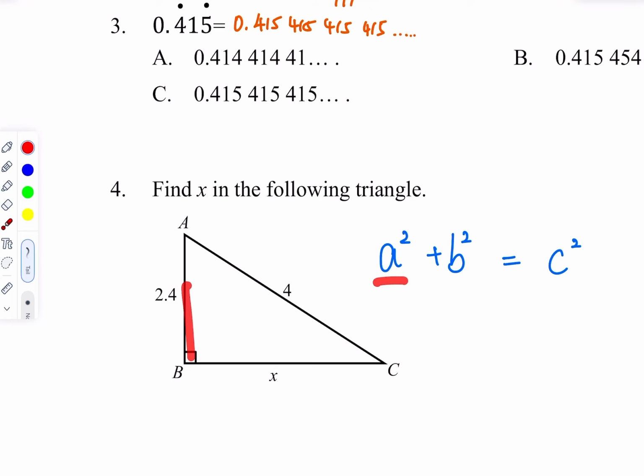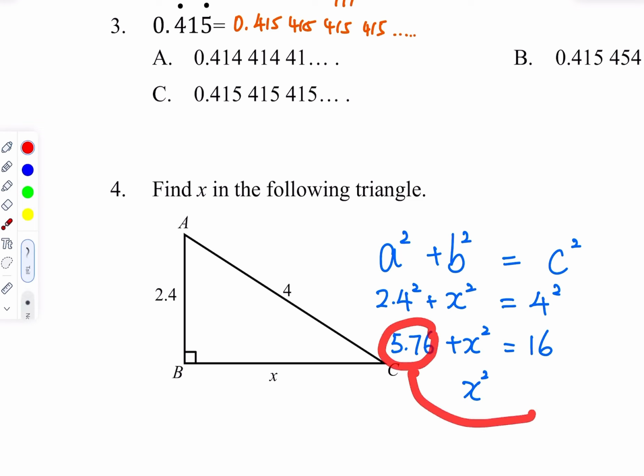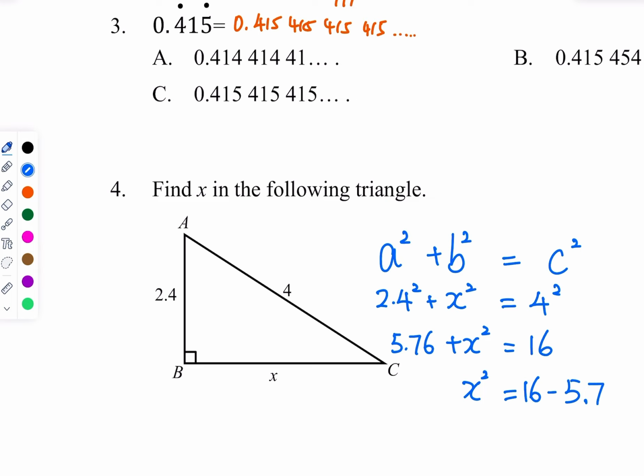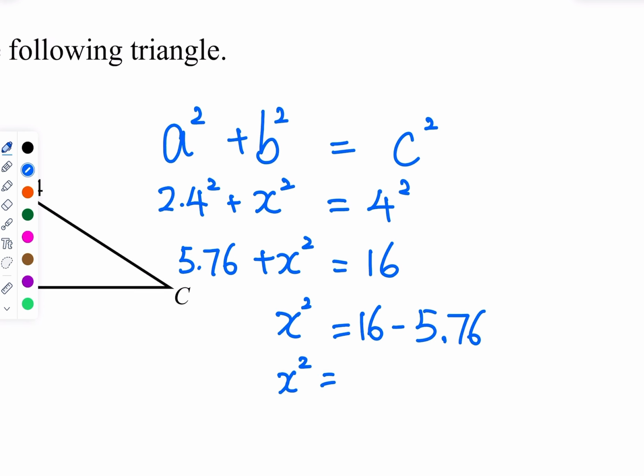In place of a, put 2.4. Then b square equals c square, and click whatever you can, and that will be your next step. The 4 square is 4 times 4, 16, and then 5.76, which is positive here, goes to the other side and becomes minus. So you also do that, and then see what you get. 16 minus 5.76, you will get 10.24. And how do we remove the square?